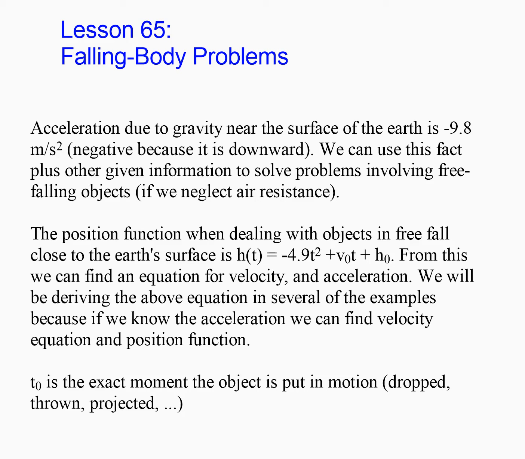In physics, a formula that would be learned is the height function, or position function, for objects in free fall close to the Earth's surface. h of t, h representing the height after a certain amount of time, is negative 4.9 t squared plus v sub 0 t plus h sub 0. Now this sub 0 is an important subscript. It refers to the initial velocity, the initial height, and even t sub 0, which is the exact moment the object is put into motion. It might be dropped or thrown or projected.